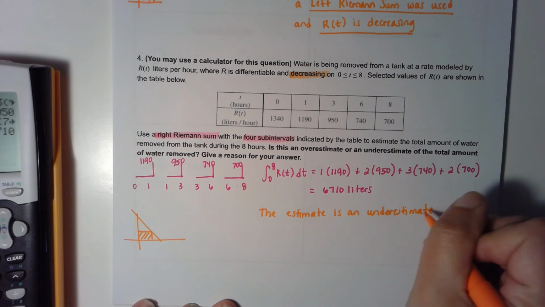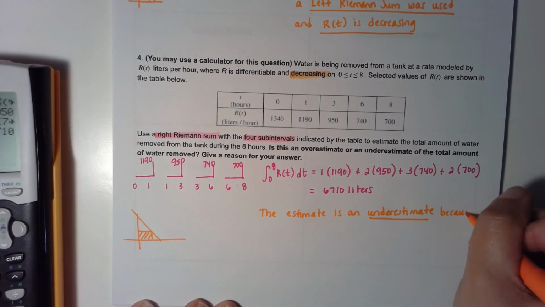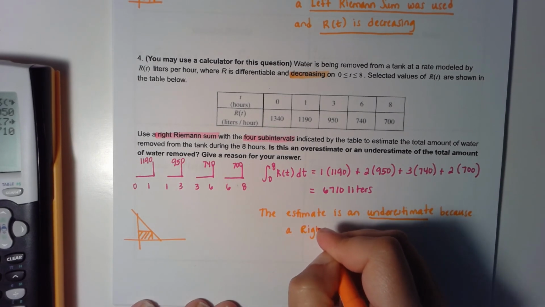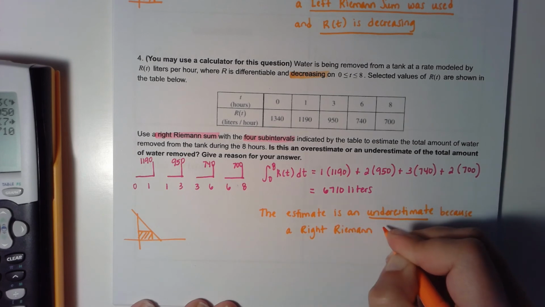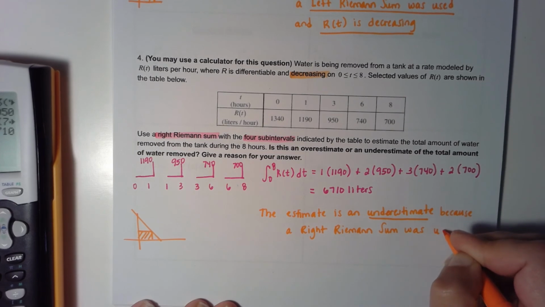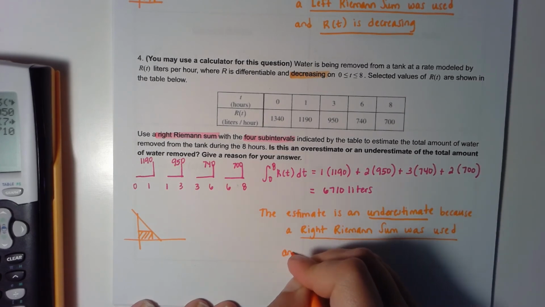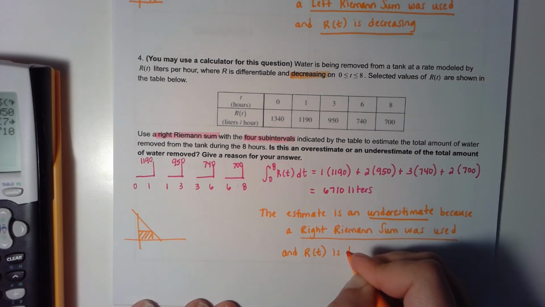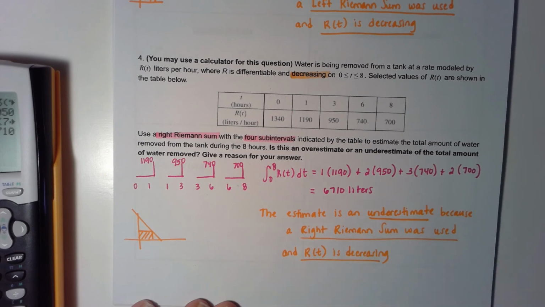That's the first part of my answer. Is it over or is it under? Because, and now there are two components to my reasoning. It's because a right Riemann sum was used, and also r of t is decreasing. If we had an increasing function, this would be a totally different story.